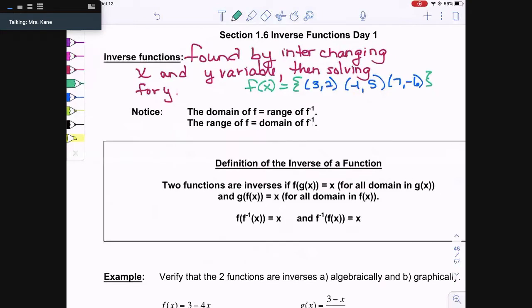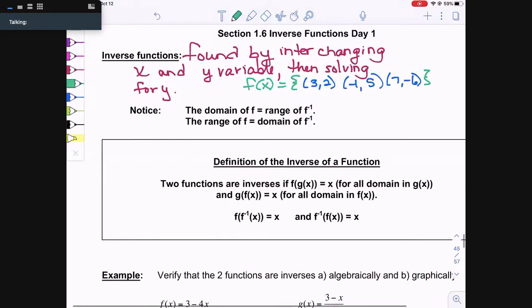I could be either. All right, so that's my function. If I want to find the inverse function, notice this little notation here with the -1. That's our inverse notation. So if we have an inverse, we have special notation to show that it's an inverse. Just like if we have a function, we use f of x. So an inverse gets that little extra -1. So if our function is 3, 2, -1, 5, 7, -6, that set of ordered pairs, what would the inverse be? Tyler, what do you think?